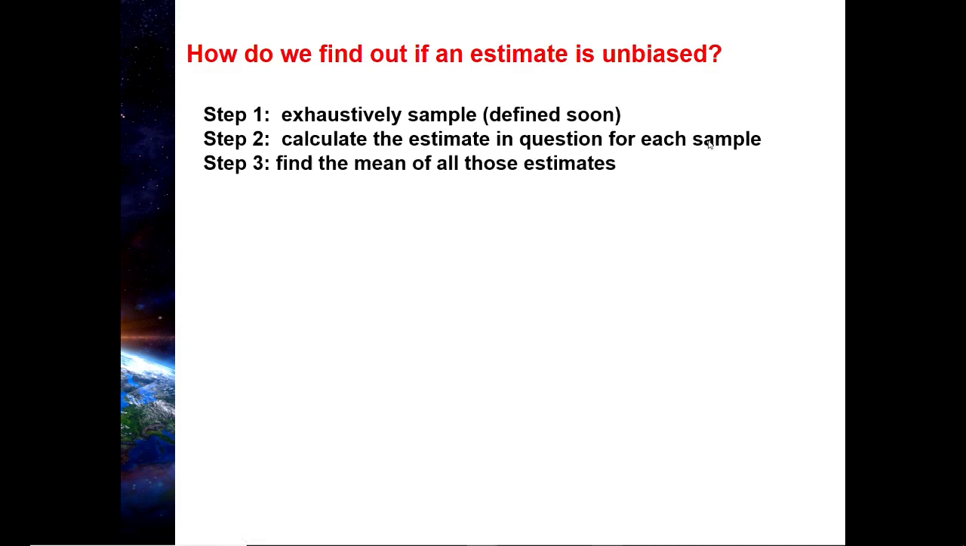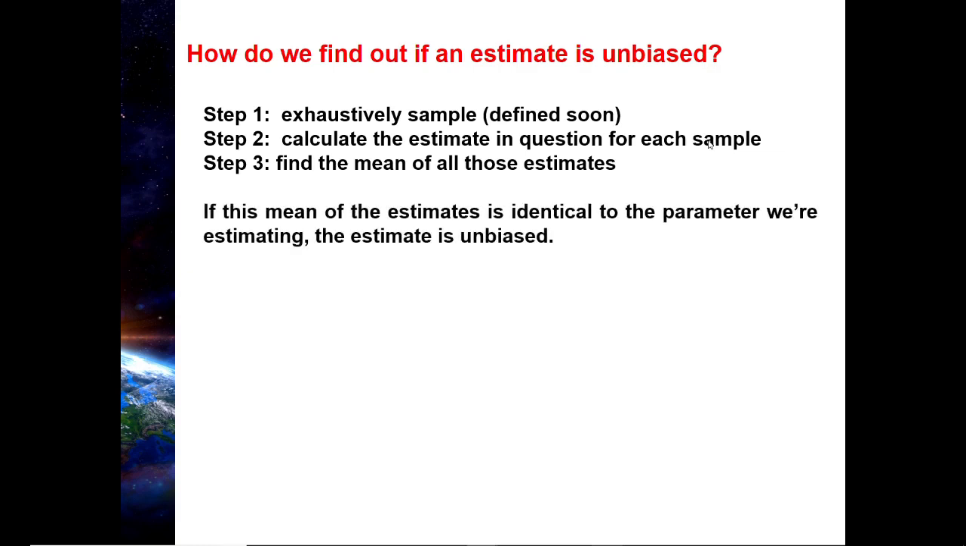Step three is find the mean of those estimates. Those estimates that you just got are just numbers, right? So find the mean of those numbers. Now, if the mean of your estimates, so the estimates are just numbers, maybe they're sample means, maybe they're variances, s squareds, but whatever it is that you are estimating, those are just numbers. If the mean of those numbers is identical to the parameter that we're estimating, then the estimate is unbiased.